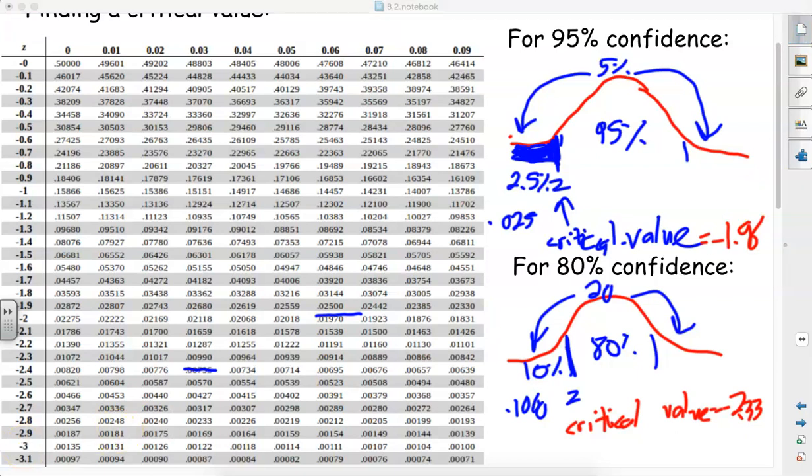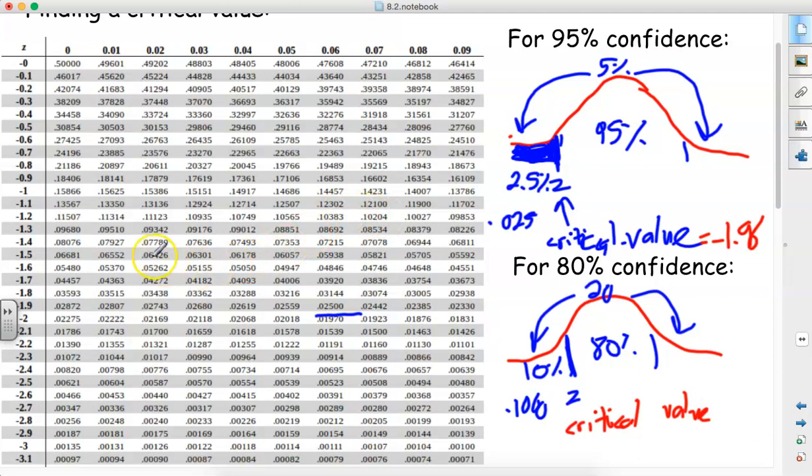I just realized I told you wrong. That's 0.01. We're not needing 0.01. We need 0.1. So I told you wrong here. Let's go back and find now the critical value for 0.1.